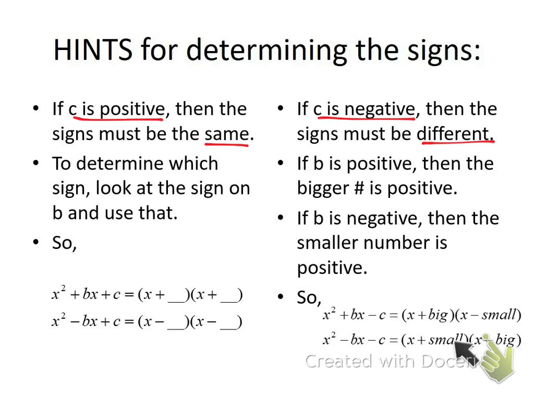And they give us more helpful hints down here at the very bottom. So if x squared plus bx minus c is the problem we're dealing with, then we're going to have x plus big times x minus small. If instead b is negative, we're going to have x plus small times x minus big.